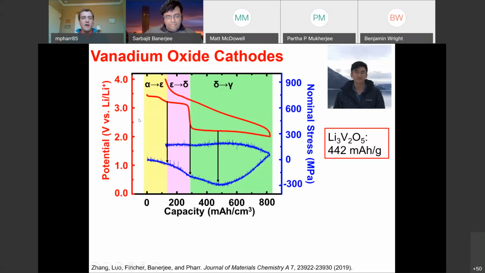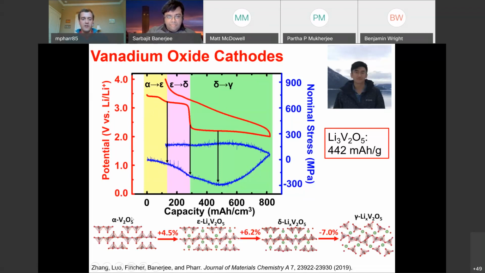And so what's shown here is, well, these background colors are sort of rough guesses of where things are happening. But in red is the potential as a function of time versus lithium, or capacity, I guess. We do galvanostatic charging here, constant current. And we've monitored that, and simultaneously we monitor the stress that develops in the system as a function of time as related to the capacity here. And so what you see is that when you start to put some lithium in, initially you have some kind of phase transformation from this V2O5 structure to something that's lithiated, so-called epsilon, Li_x V2O5 here.